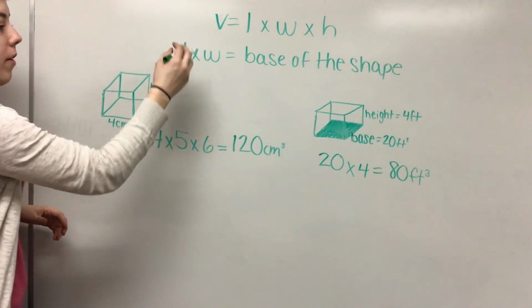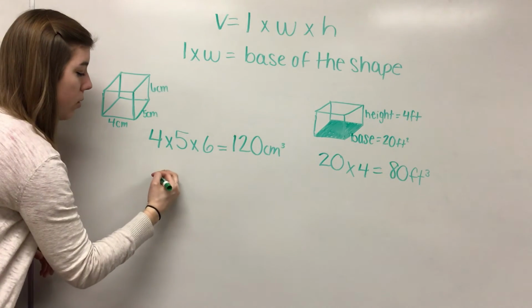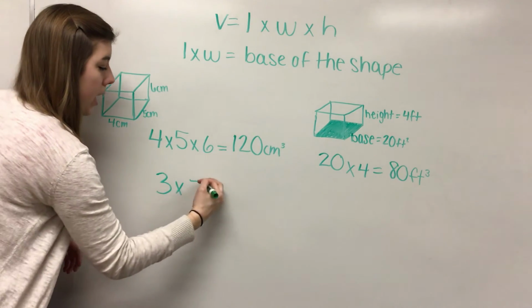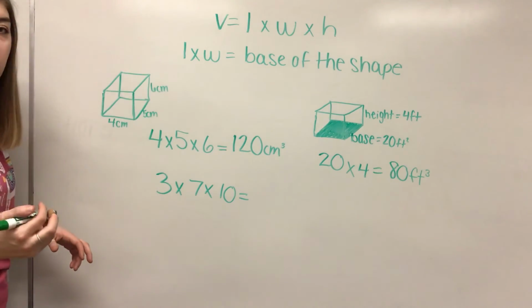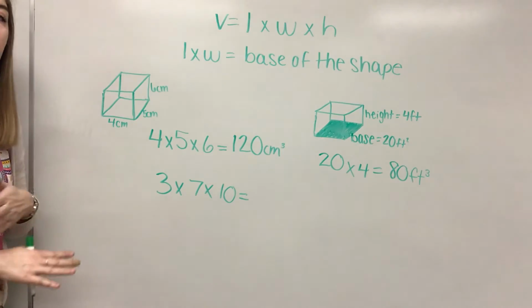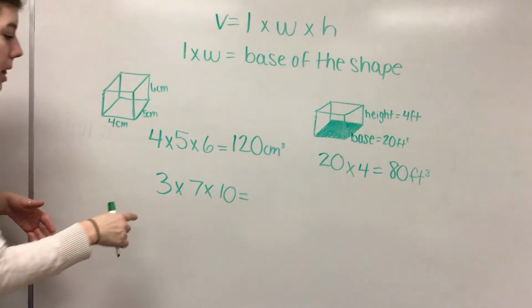So when you're solving for volume, just take the three numbers that they give you, length, width, and height, and multiply them together. Don't worry too much if you're unsure which is which, because you're multiplying, it doesn't matter the order that the numbers are in. Okay, we've talked about that in the past.